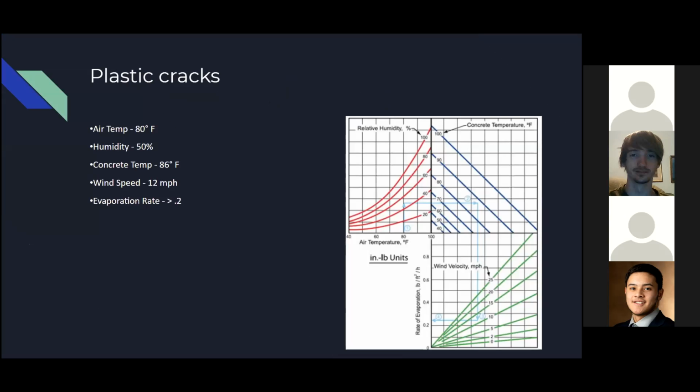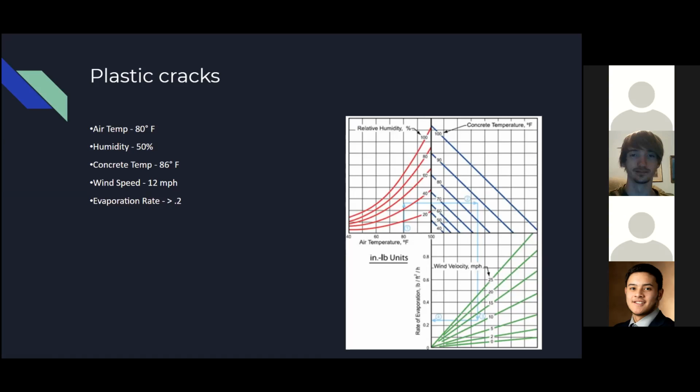So next we'll have the Plastic Cracks calculator. The Plastic Cracks calculator is pretty much the same as the original project had it. It takes a couple of metrics from the weather service, such as air temperature, relative humidity, the surface temperature of the concrete being poured, and the wind speed to calculate the evaporation rate, or the bleed rate, of the moisture at the surface of the concrete.